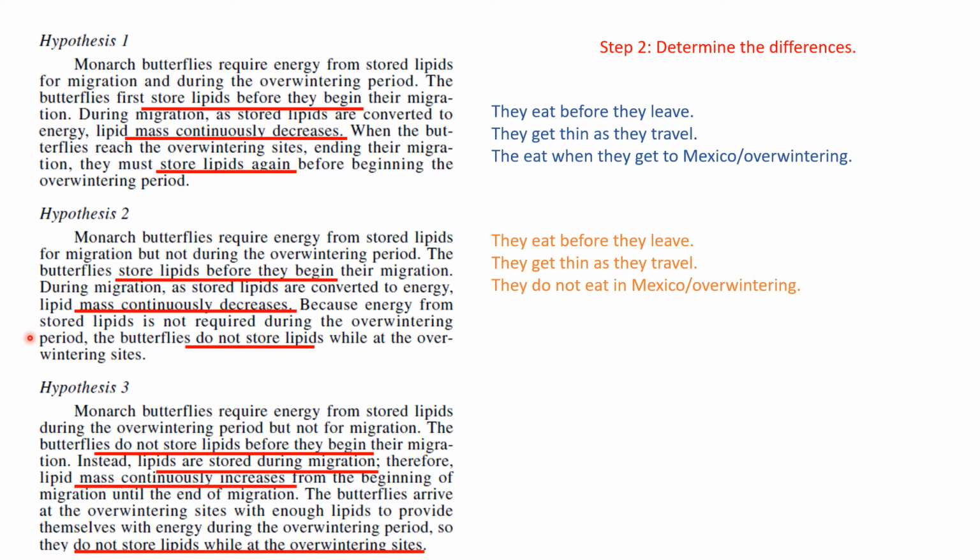And then hypothesis 3, monarch butterflies require energy for stored lipids during overwintering but not migration. The butterflies do not store lipids before they begin. Instead, they're stored during migration and their mass increases.